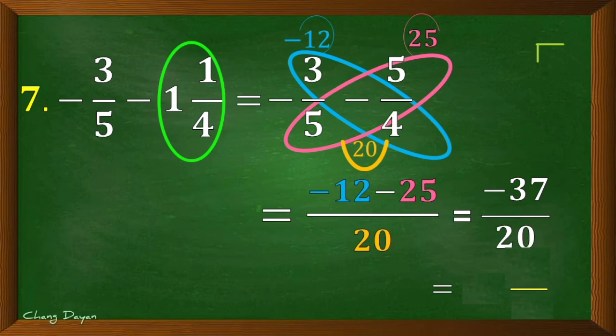Next, since ito ay improper or mataas ang numerator kesa sa denominator, i-convert natin ito sa mixed number. So, 37 divided by 20, we have 1. 1 times 20 is 20. Then, proceed to subtraction. 37 minus 20, the answer is 17. So, kung mapapansin nyo, when you divide different sign, the answer is negative. So, we have here negative 1, then 17 over 20.